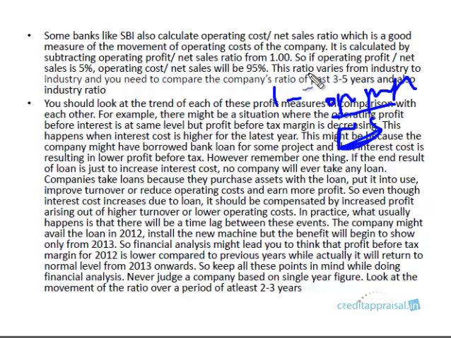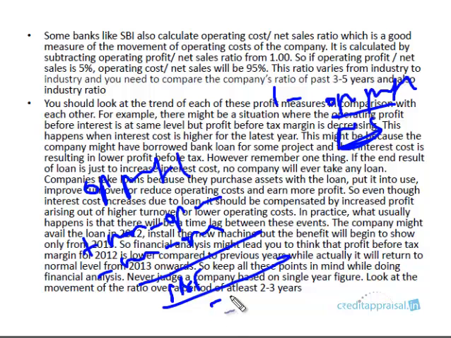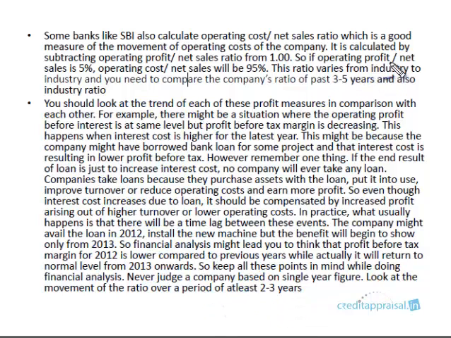We know how to calculate operating profit. You add the non-operating income less non-operating expense, then you'll get PBT, then tax, and you get PAT. So if operating profit is 5%, the operating cost will be 95%, and again you need to compare it with the industry scenario.